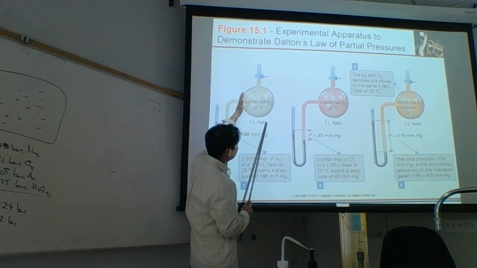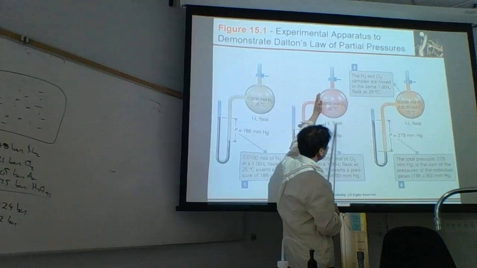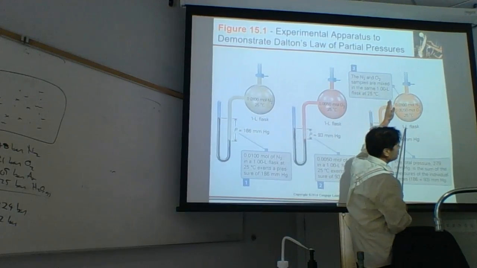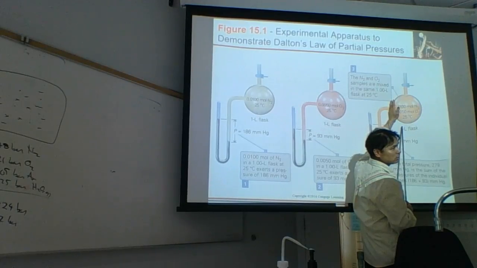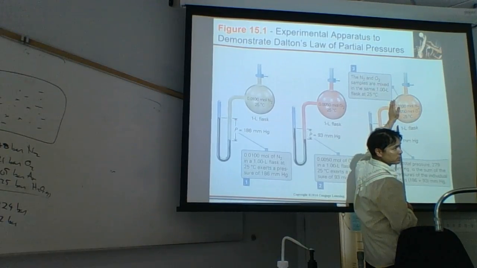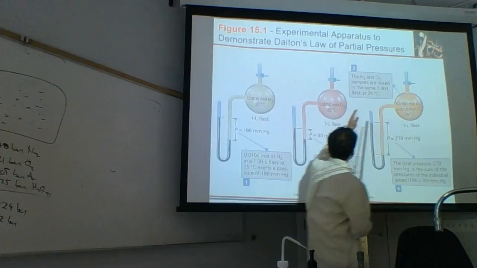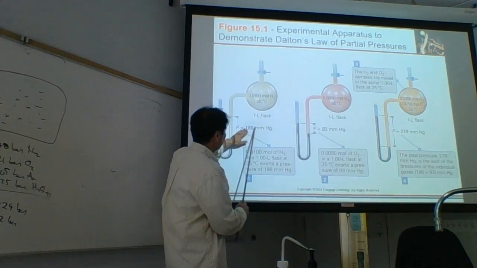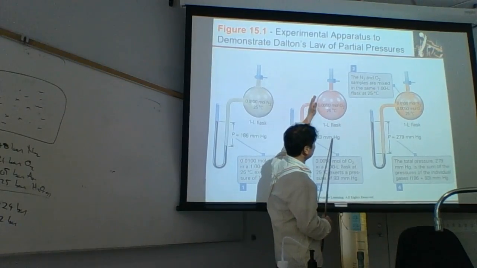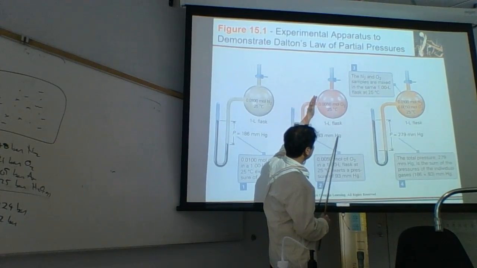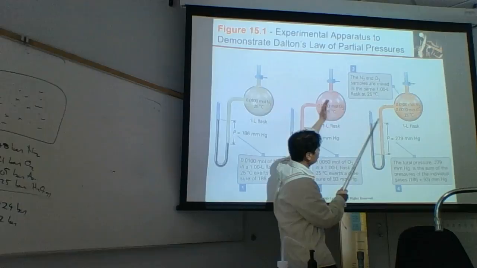We have 1 liter of nitrogen plus 1 liter of oxygen yields how much mixture? 1 liter of mixture. What has to change? The pressure has to change. It's Dalton's law. If I have 186 millimeters of mercury of nitrogen plus 93 millimeters of mercury of oxygen, what's the total?